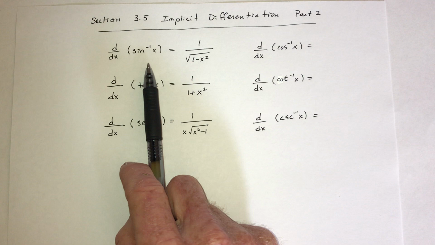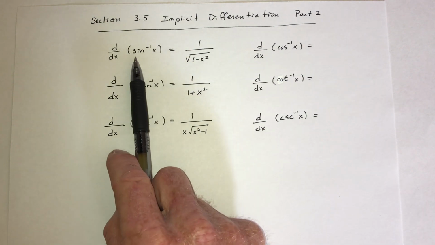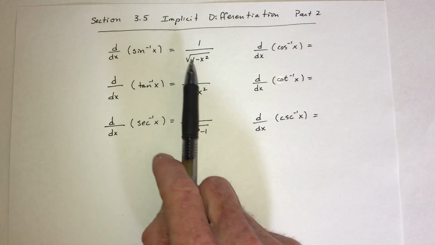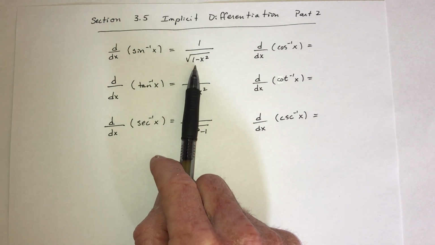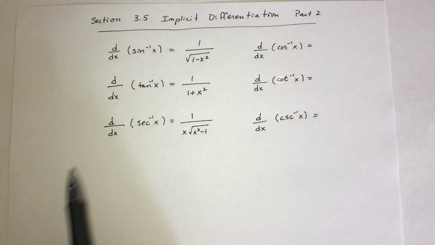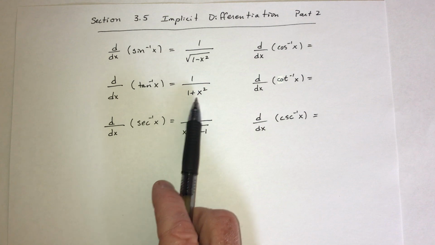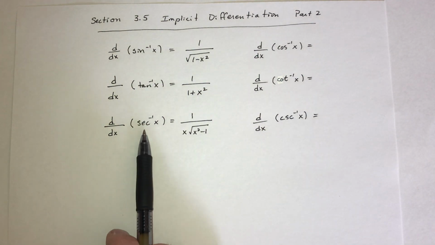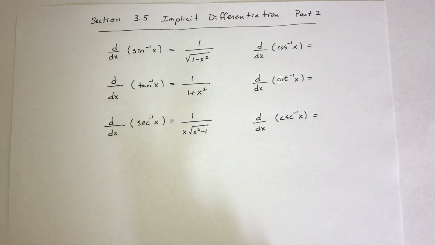The derivative of sine inverse, as you can see, it's a 1 over. It seems strange because this is a trig function. This is not a trig function. So why is it that the derivative equals this thing right here? And for tangent inverse, why does it equal 1 over 1 plus x squared? Secant inverse, why does it equal that? Good question. So pick one, and then we'll prove it.